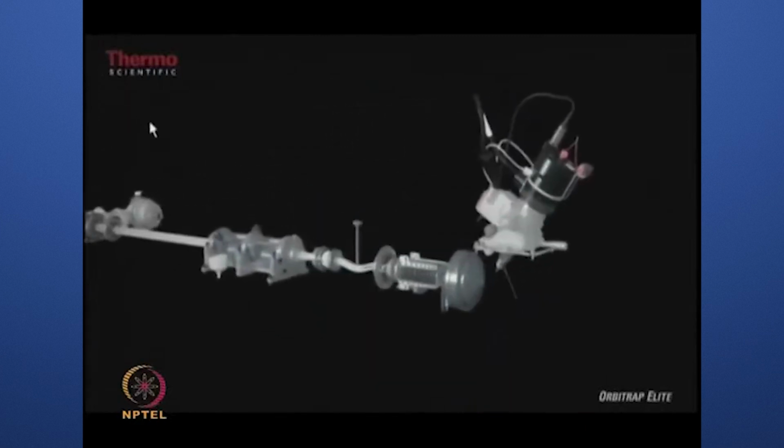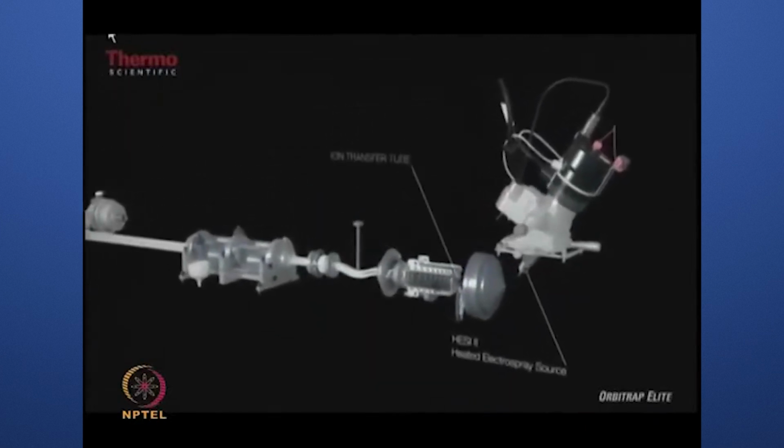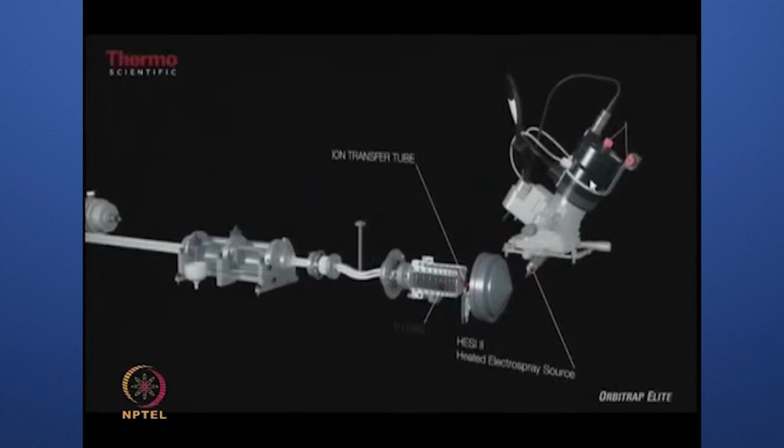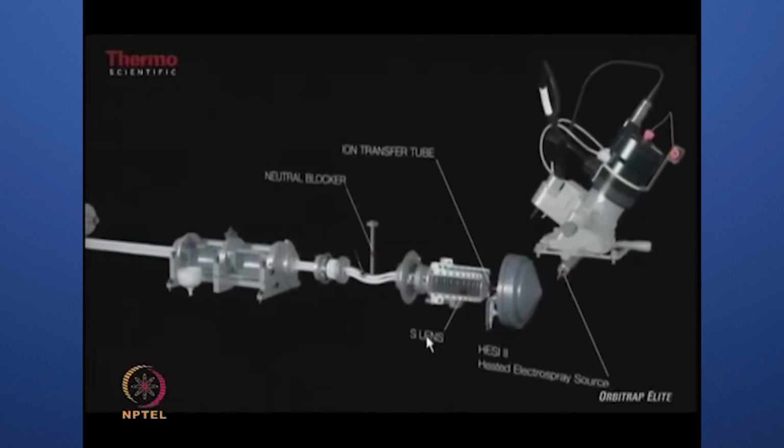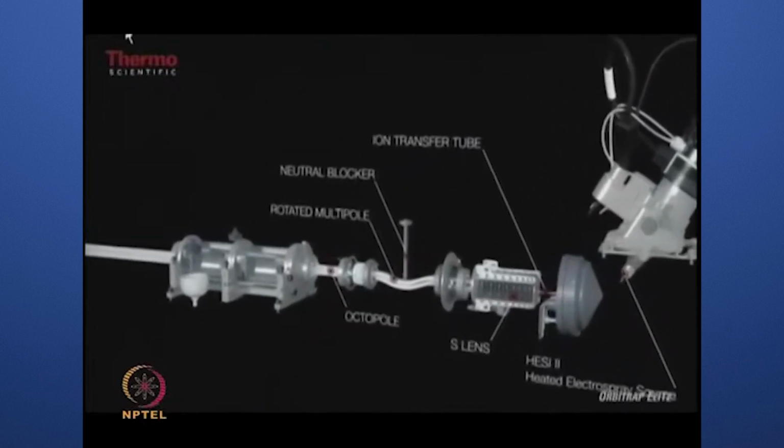If you look at the schematic of the system, at the front part is the ionization source. Then you have the transfer optics, and in the transfer optics we have the S-lines, which is the newest generation of transfer optics.